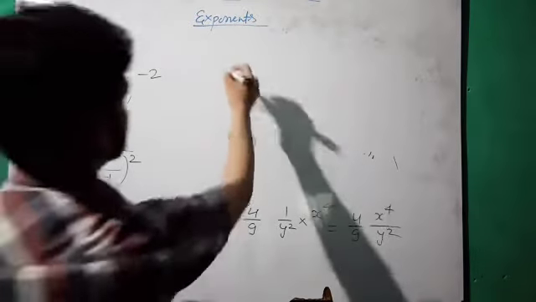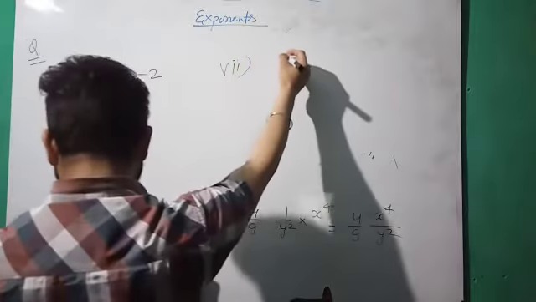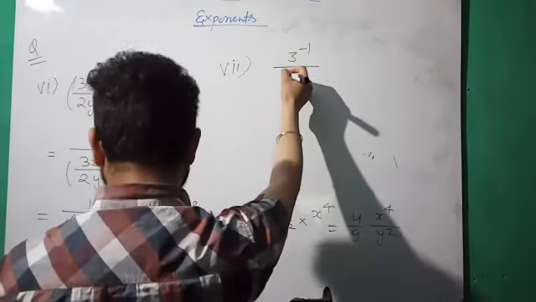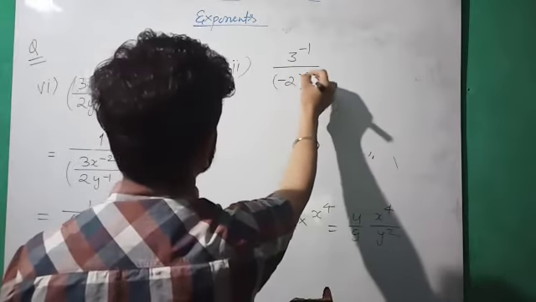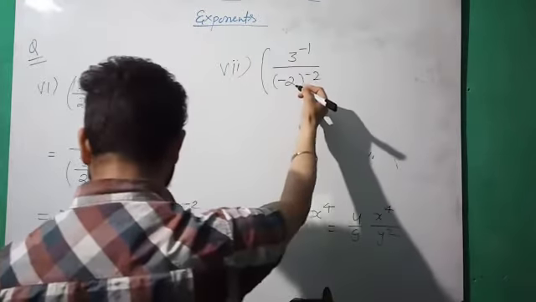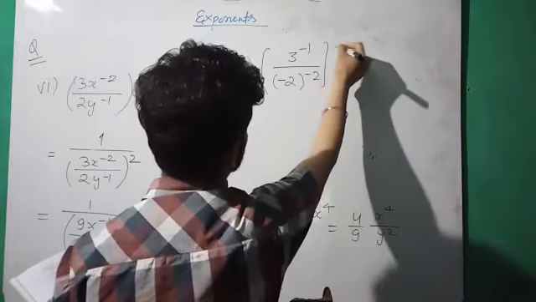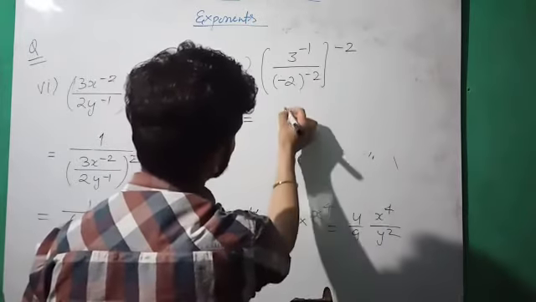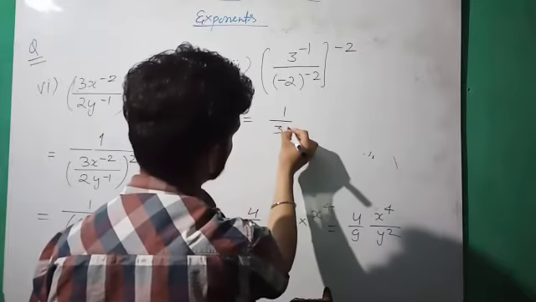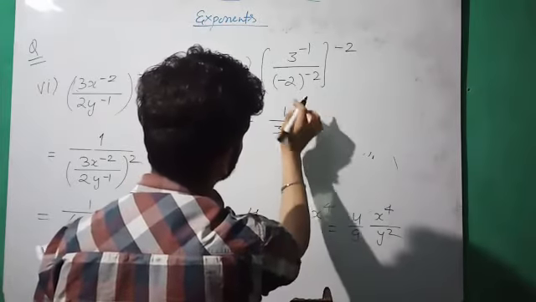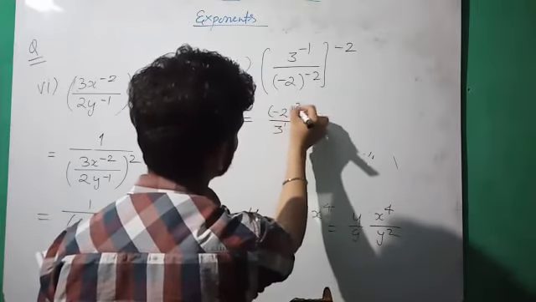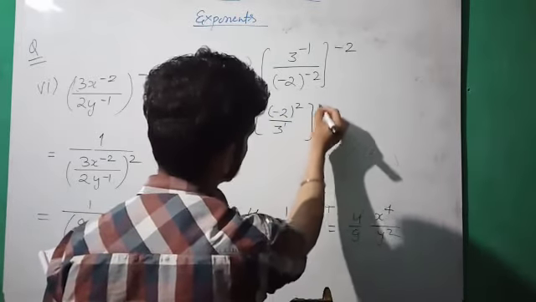Seventh part: 3 to the power minus 1 upon minus 2 to the power minus 2, and whole power minus 2. Again, if you solve this, it is written as 1 upon 3 to the power 1, and this is written as minus 2 to the power 2, whole power minus 2.